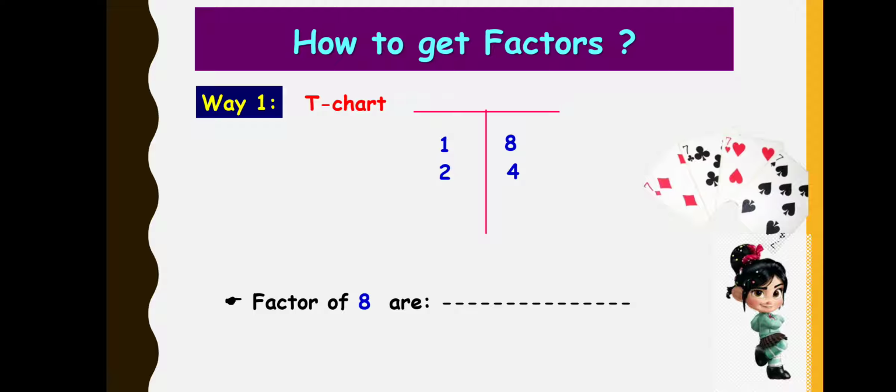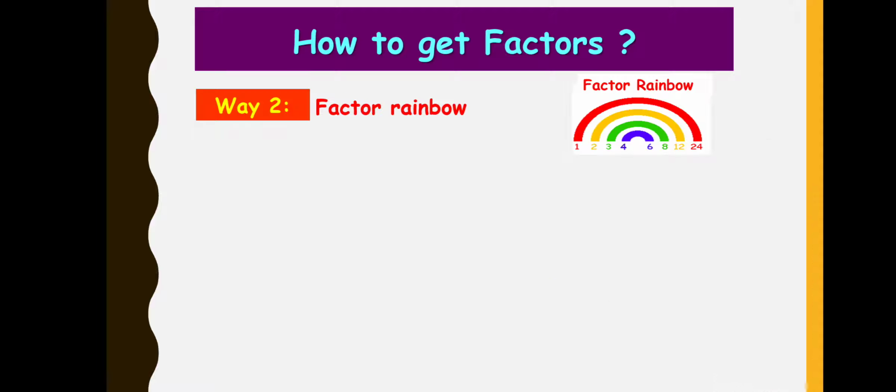So when you start to repeat the factors, stop. We're going to stop here because when we repeat the factors, they are the same factors and there are no new factors. So here the factors of 8 are 1, 2, 4 and 8. How many factors? There are 4 factors or 2 pairs of factors.